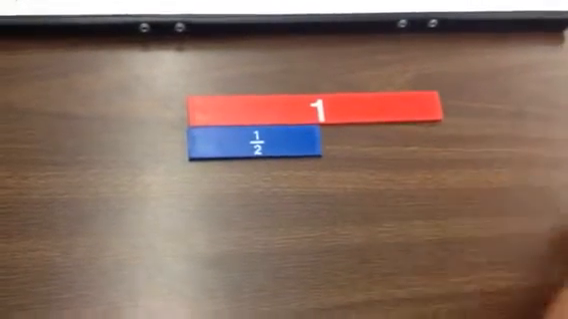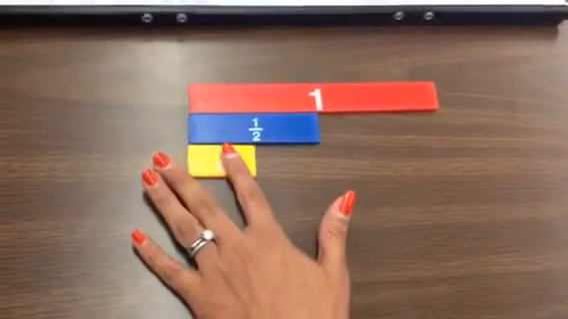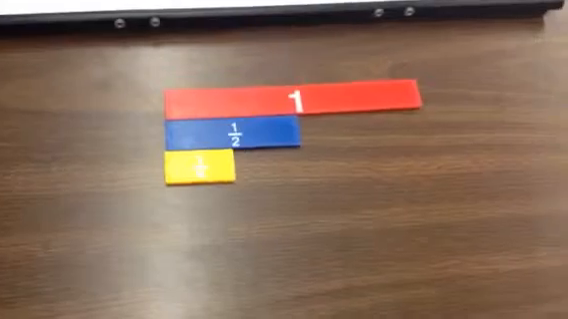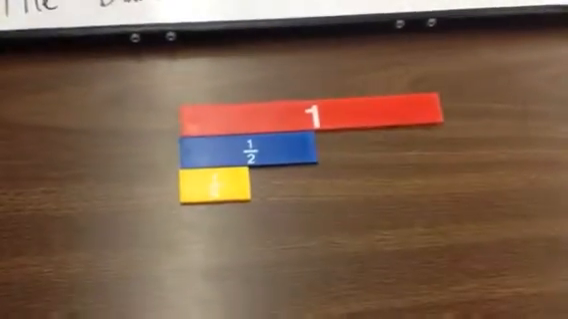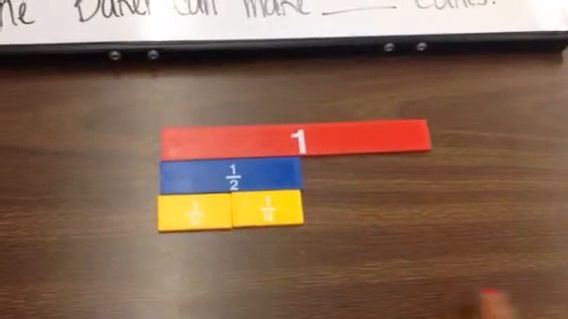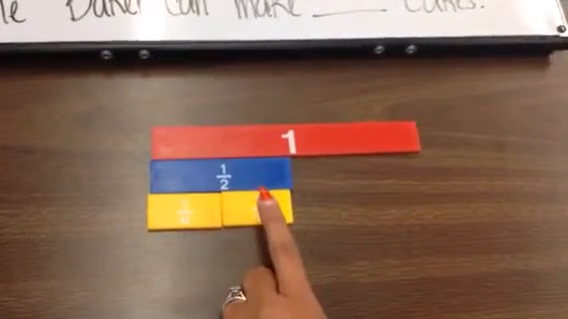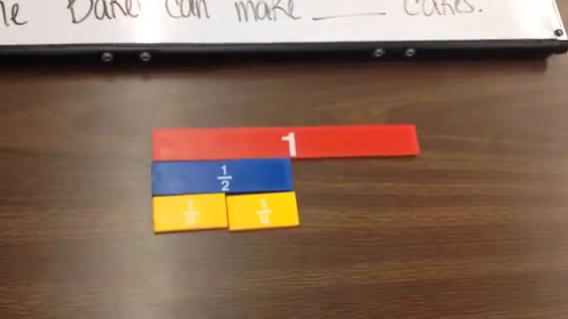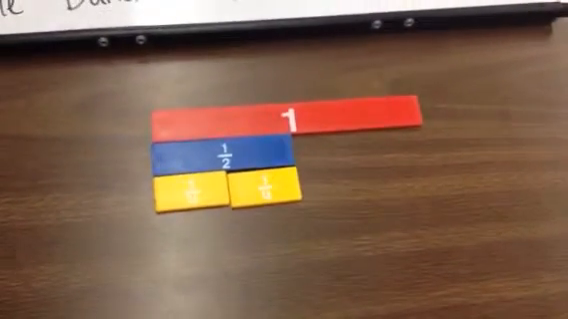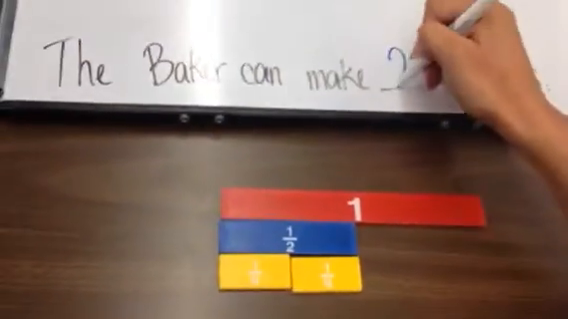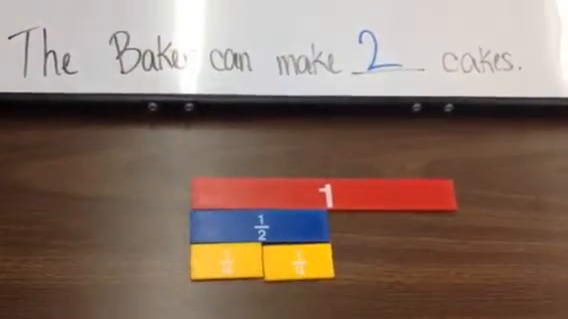We've also been told that it takes 1/4 of a pound of flour to make a cake. So we need to find out how many 1/4ths are in 1/2. 1/4 and 1/4. We have 1/4, we have 2/4. So there are 2 1/4ths in 1/2. So the baker can make 2 cakes. Does this sound reasonable? Could a baker really make 2 cakes?